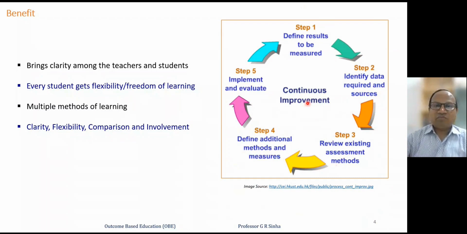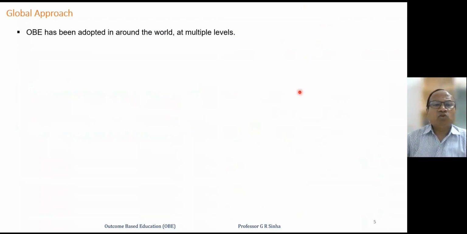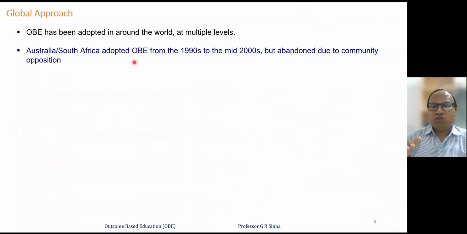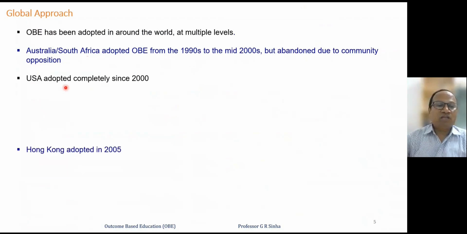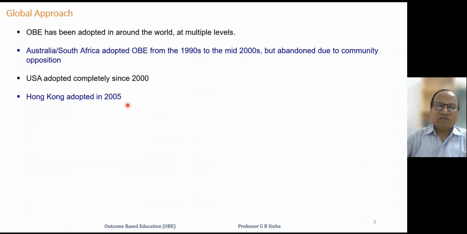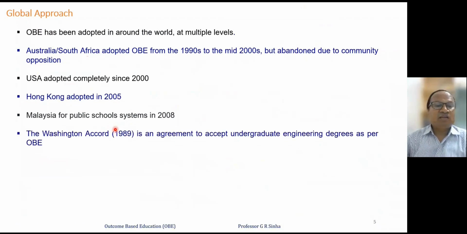So what is the global approach? OBE has been adopted around the world at multiple levels, at the level of UG, PG, master, and doctor level. Like Australia and South Africa adopted OBE in the 1990s to the mid 2000s, but they abandoned it due to community opposition. There were oppositions from the community. USA adopted it completely since 2000. Hong Kong adopted it in 2005. Malaysia, for public schools, adopted it in 2008.